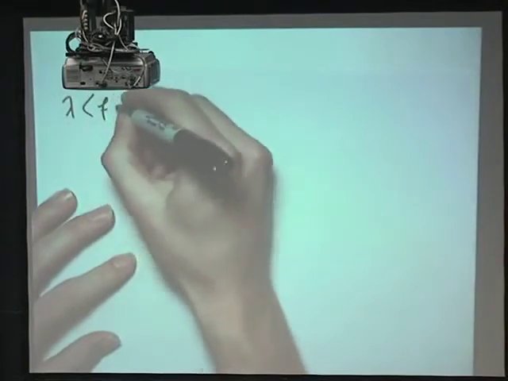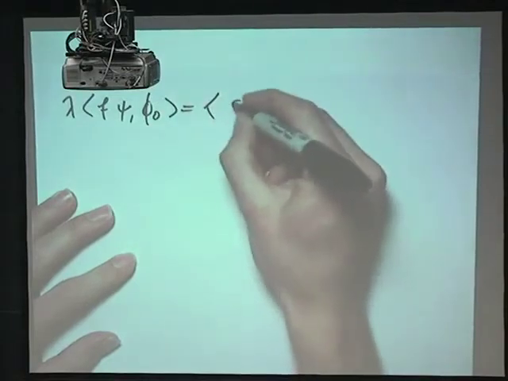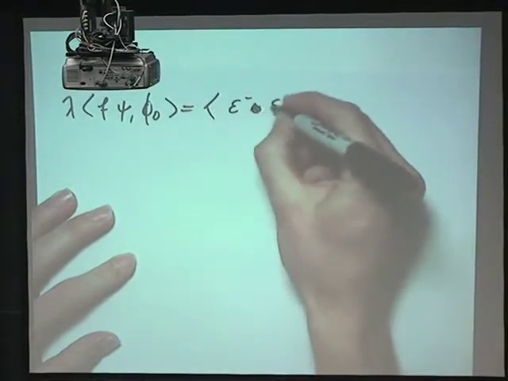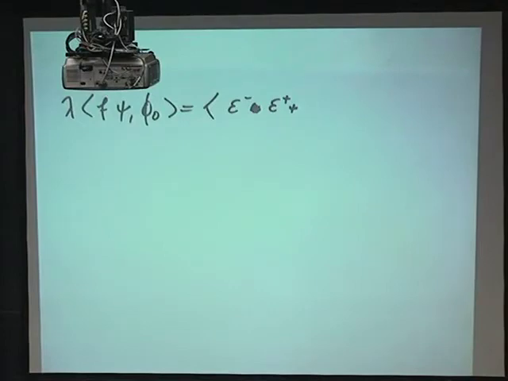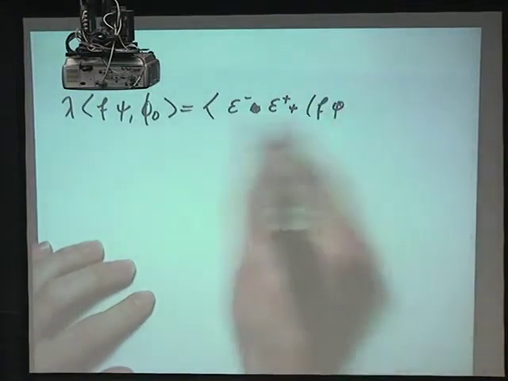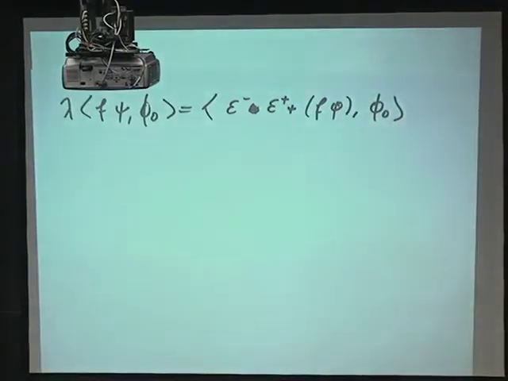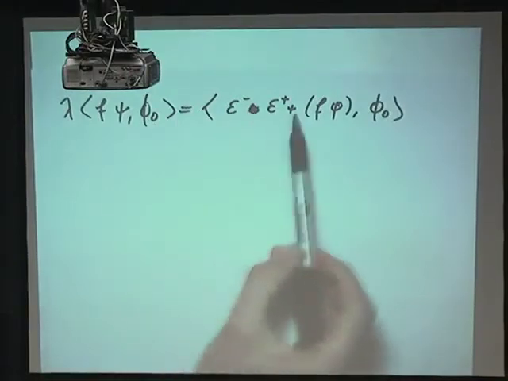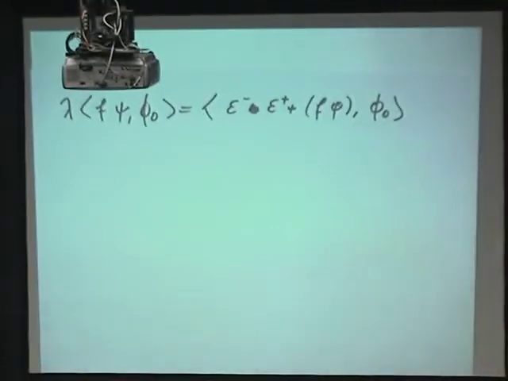So we have lambda f psi phi 0 is equal to E minus applied to E plus applied. Yes, there are two things that happen when you move it over. The order changes and the plus and minus change, but that makes it the same thing anyway. There are also two minuses that appear and disappear simultaneously. So this is the formula. Apply this to this product, and then take the inner product with phi 0.